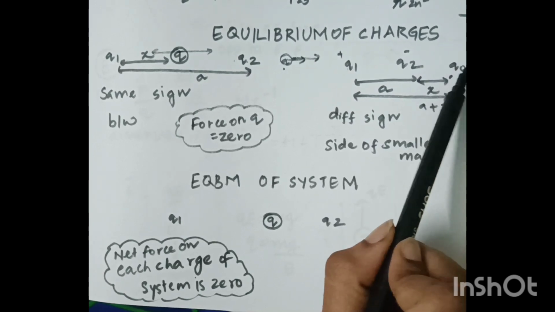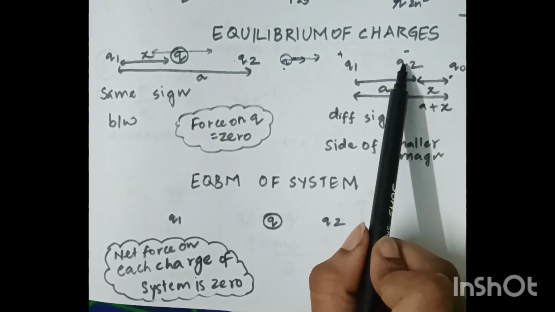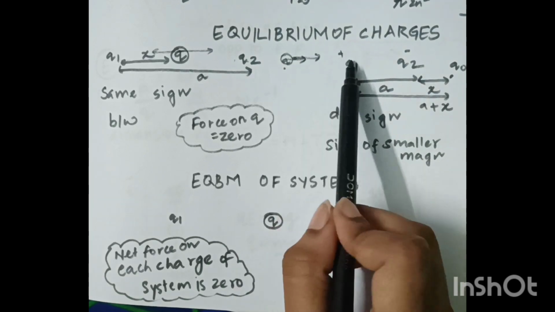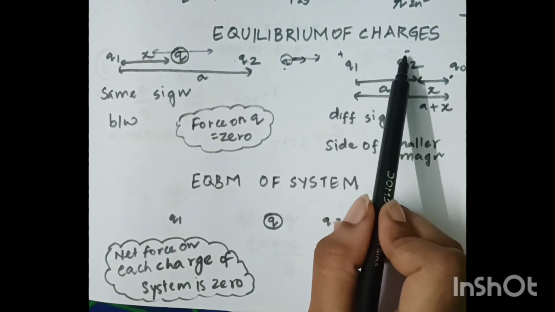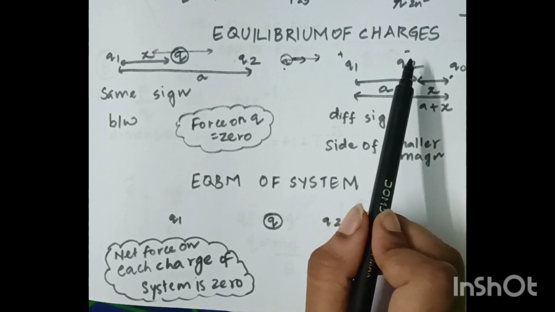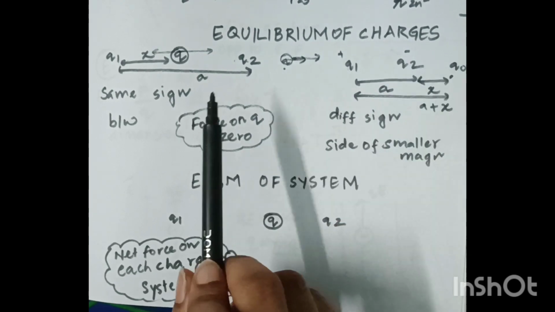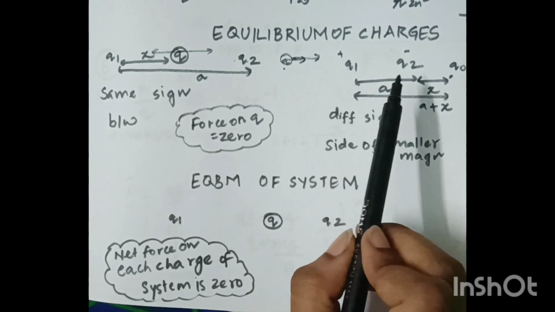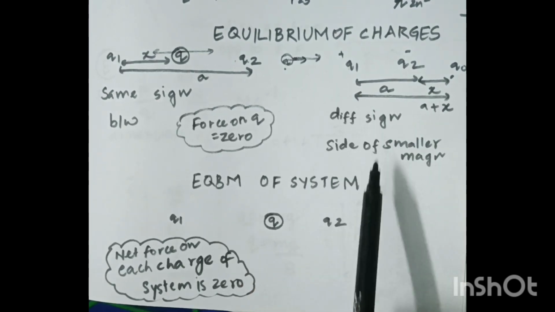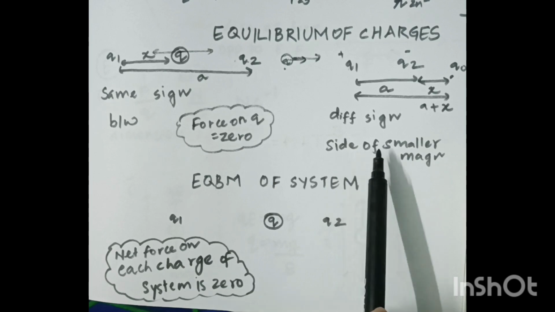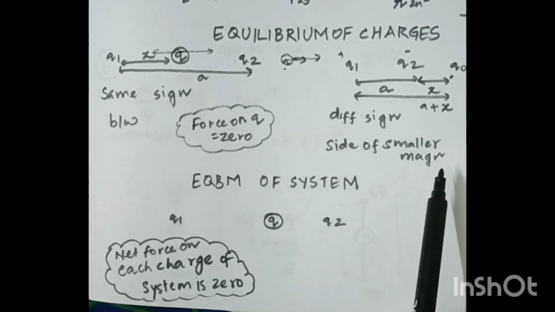So the test charge should be placed on the side of the charge with lesser magnitude. Suppose this is plus 5 coulomb and this is minus 3 coulomb, then we have to keep it on the side of this minus 3 coulomb. Only then we can attain the equilibrium condition. So if they are of different sign, we have to keep the test charge on the side of the smaller magnitude.